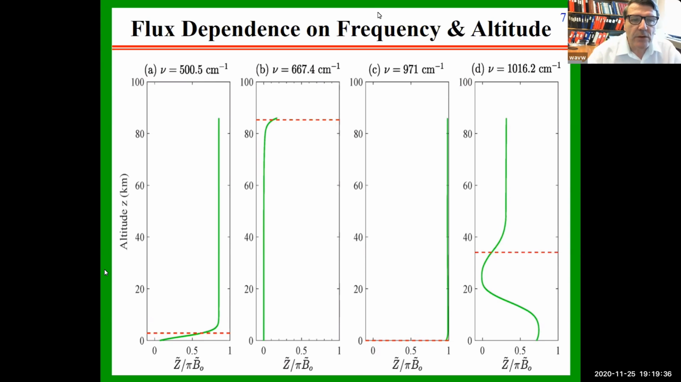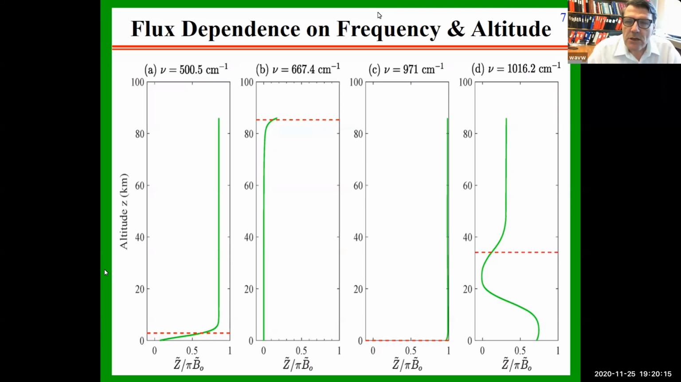In contrast, if you look at the second graph, part B, here we consider a particle of light known as a photon at 667 wave numbers. This is at the center where CO2, carbon dioxide, likes to absorb. And notice it's very difficult for your heat to leave the surface. The heat has virtually zero flux until you get to very high in the atmosphere, about 86 kilometers. Only then is the atmosphere thin enough, the density low enough, that you can escape the Earth.